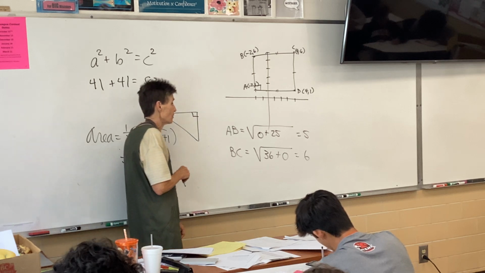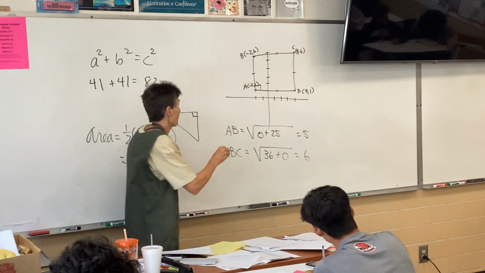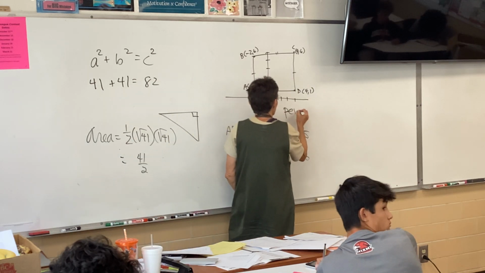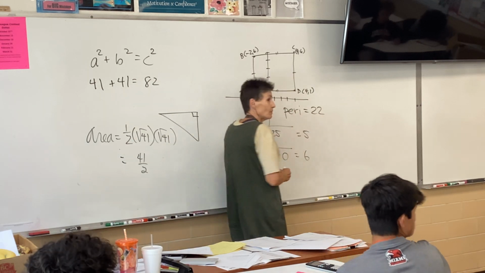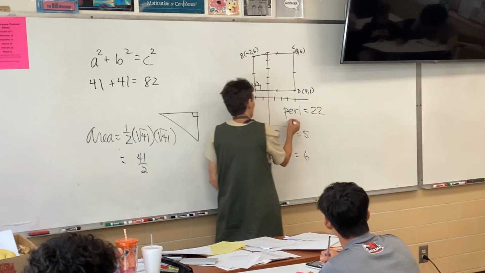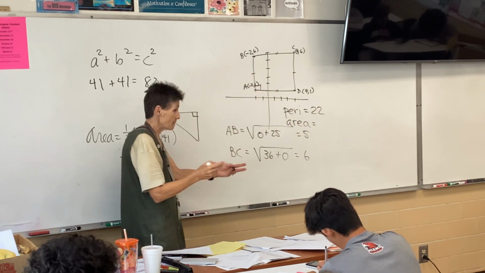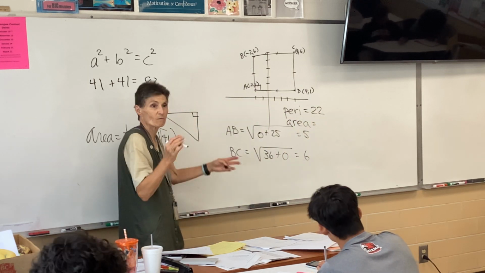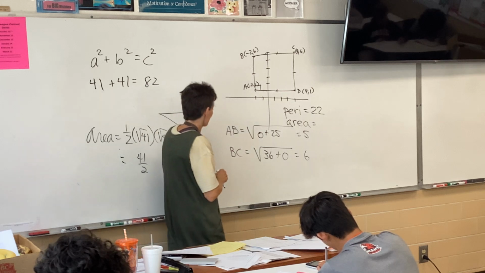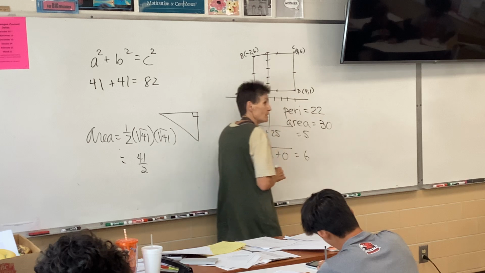So, Jake Gardner, what do you think about perimeter? What you got for perimeter? 22. What do you guys think about Jake? Is he on target, 22? Area? How do we find the area of a rectangle? Length times width, base times height, whatever vocabulary you use. So let's see, if we're 5 and 6, it's just gonna be 30?